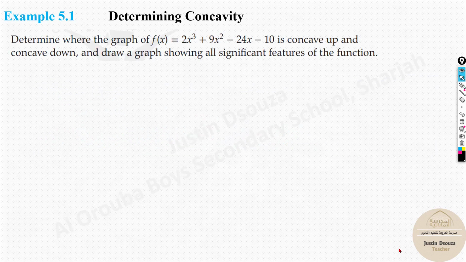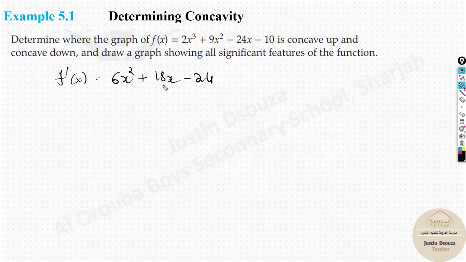We have been given this function. Here you can see f of x is defined. We need to find where it's concaving up and down, and also all the other significant features to graph this. Now how would we do it? First thing is derive this given function, f dash of x. What it would be is 3 comes down to be 6x squared plus 18x minus 24.